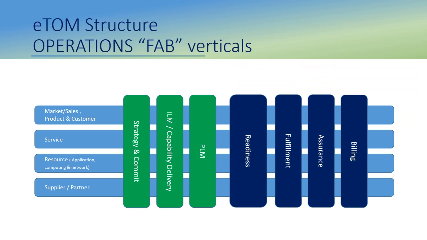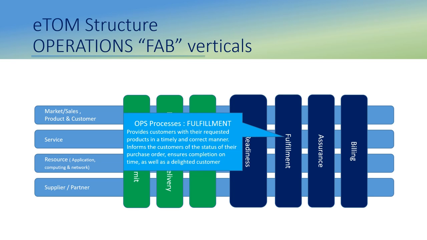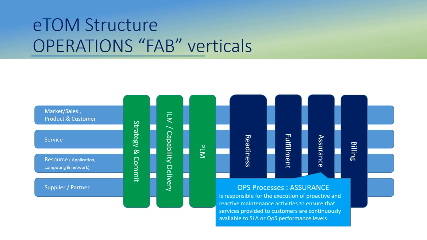Moving right are FAB operation processes, namely fulfillment, assurance, and billing. Fulfillment provides customers with their requested products in a timely and correct manner, informs the customers of the status of their purchase order, ensures completion on time, as well as a delighted customer. Assurance is responsible for the execution of proactive and reactive maintenance activities to ensure that services provided to the customers are continuously available to SLA or QoS performance levels.